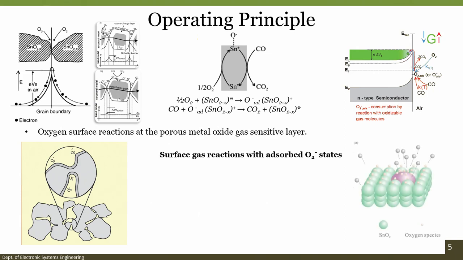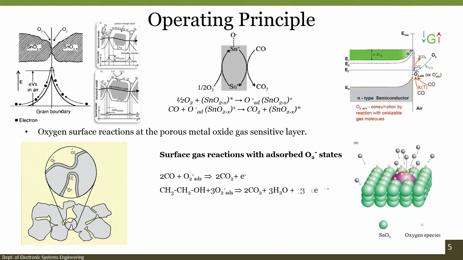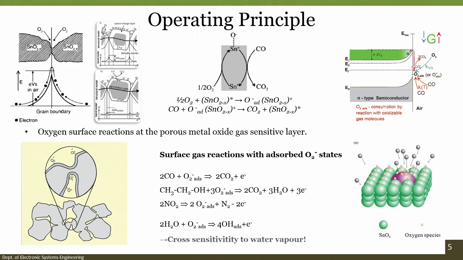So, oxygen surface reaction at the porous metal oxide sensitive layer, surface gas reaction with adsorbed O2 minus states, and the reaction occurs as 2 CO plus O2 minus gives 2 CO2 plus electron. Again, you can see that we have CH3CH2OH plus 3O2. CH3CH2OH is nothing but your ethanol, and if you have that, then again you have electron that is released. With NO2, electron is absorbed, while with H2O, electron is released.